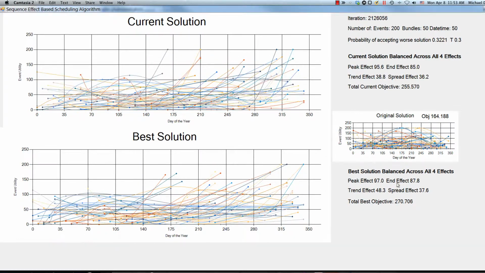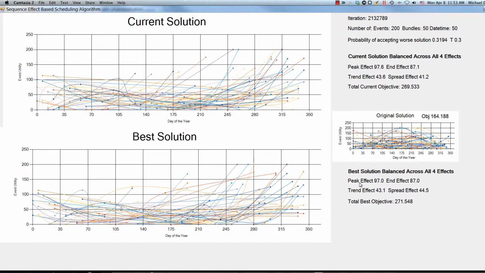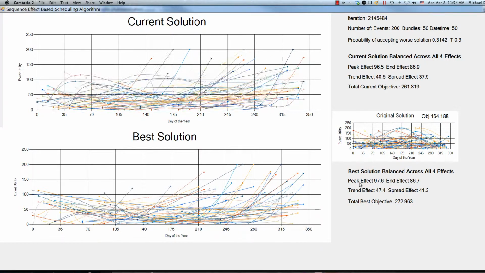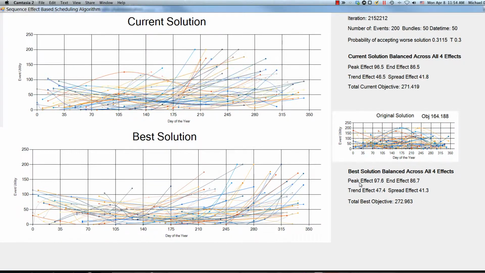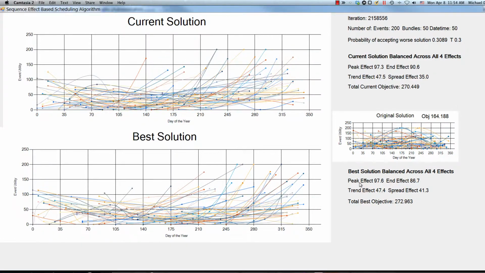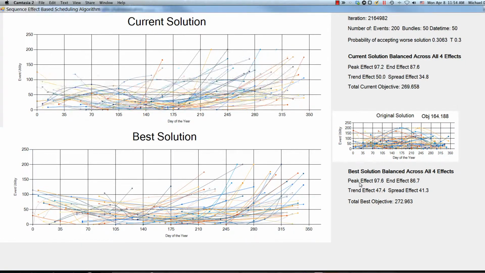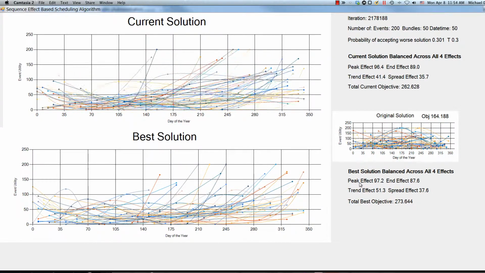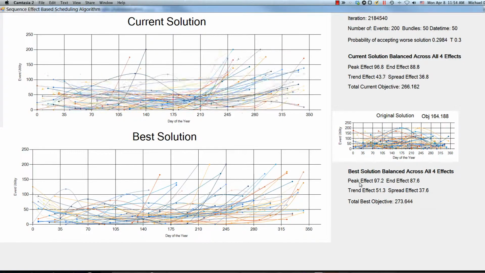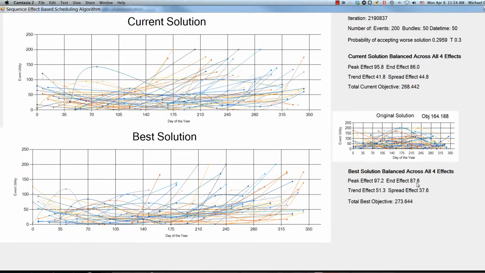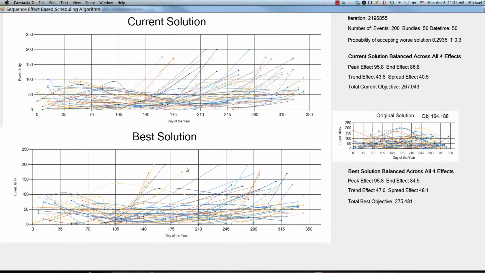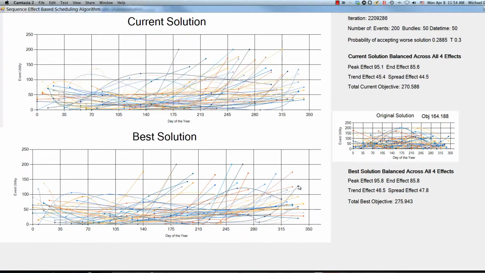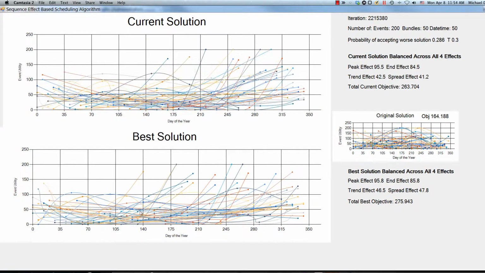So a couple things about these different effects: the peak effect, end effect, trend effect, and spread effect. What do they do? The peak effect, remember, is the highest utility event for each bundle. What it does, in our algorithm at least, is try to separate all the really good events across different bundles, sort of share the wealth, maximizing the good events across all the bundles. The end effect, of course, tries to maximize the end. We can start to see that already. It's trying to say the last event should be really high, and we can see that happening in these best solutions.